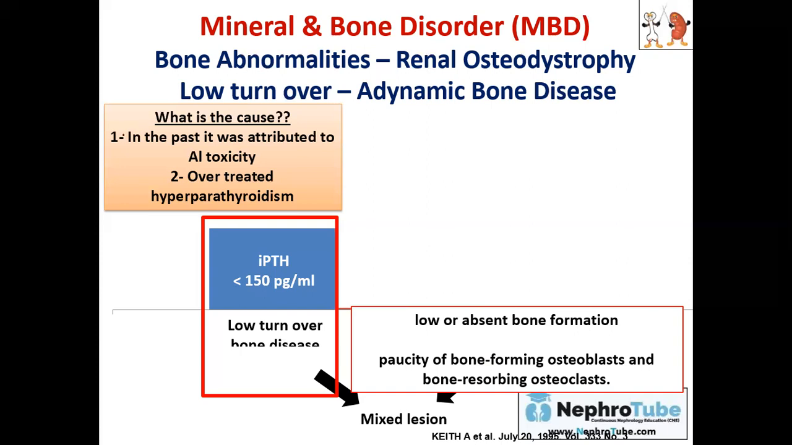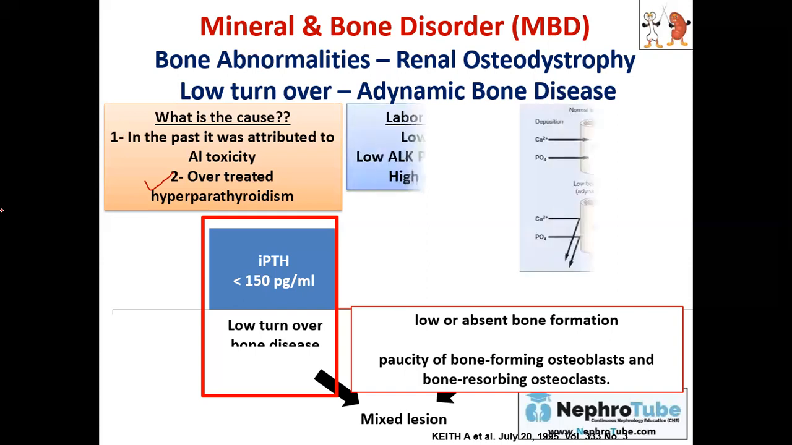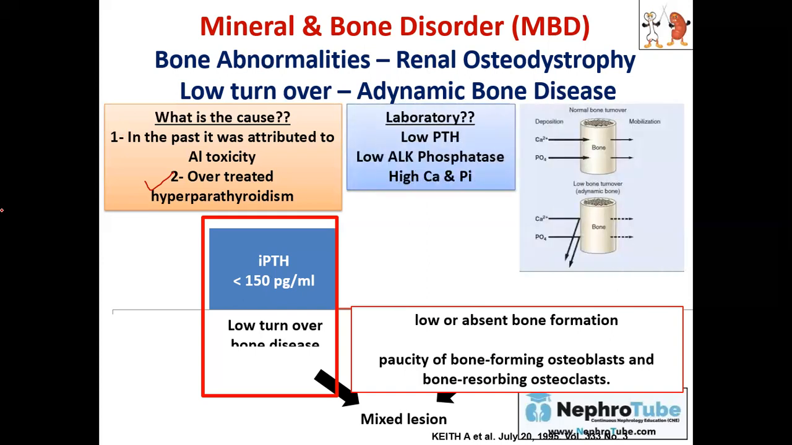But the most common cause nowadays that may cause suppression of PTH and adynamic bone disease is an iatrogenic cause, which is over-treatment of hyperparathyroidism. The treatment that we will mention later, you are trying to manage the secondary hyperparathyroidism in CKD patients, but you over-treated this patient and you over-suppressed the parathyroid gland, causing what is called adynamic bone disease.